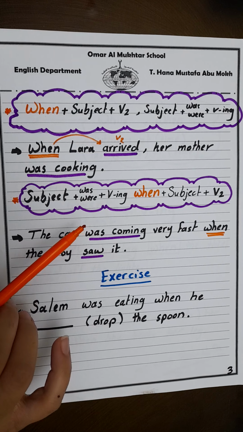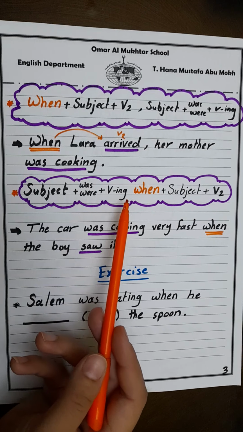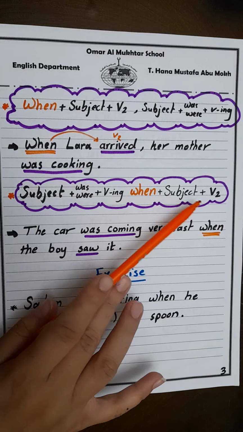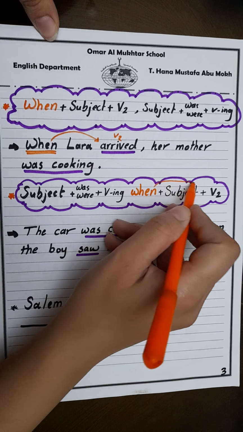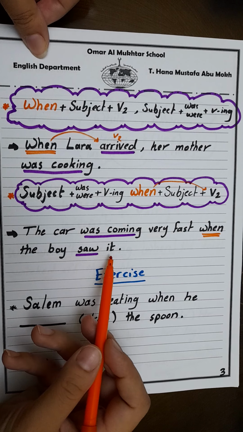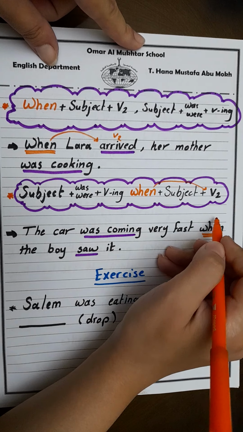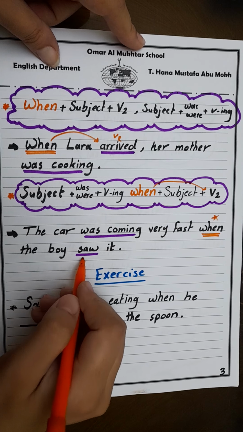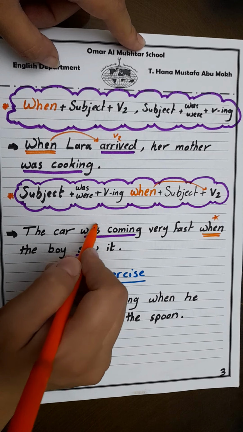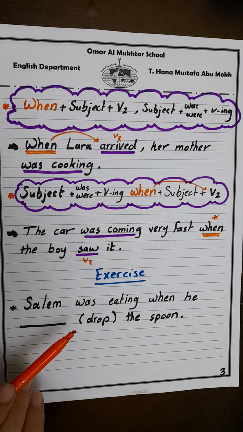Another form, the last form of the sentence structure: subject was, were verb ing. I start with the continuous tense, okay, and I continue with verb to, the past simple. Subject was, were verb ing when subject verb to. Again, when, what comes after it? verb to. The car was coming very fast when the boy saw it. I have when, the keyword. After when, what comes? verb to. Okay. Since I have when and verb to, automatically the missing part is was, were verb ing, the continuous action. And why did we put was, not were? Because I have car. The car is singular.